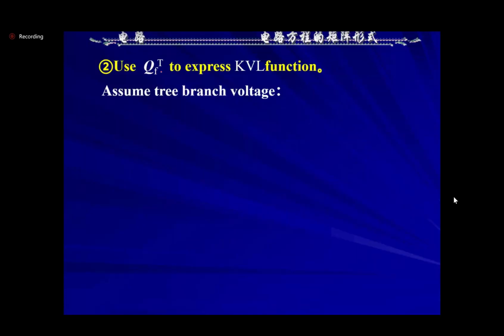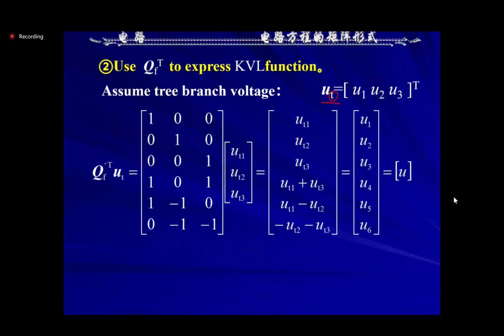We can also use the Q transform to express the KVL function. Assume the tree branch voltage. UT means U tree. We assume U1, U2, U3 are the tree voltages. QF transform multiply UT. So this will be Q1, Q2, Q3, times branches B1 to B6, multiplied by UT1, UT2, UT3. So this part will be T1, T2, T3, which is U1, U2, U3.